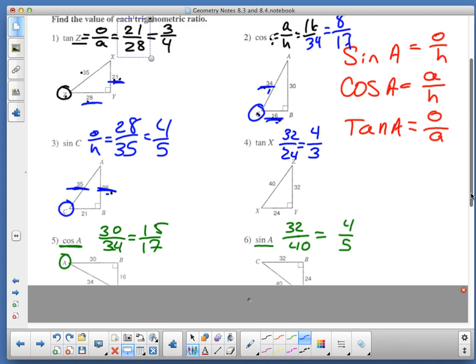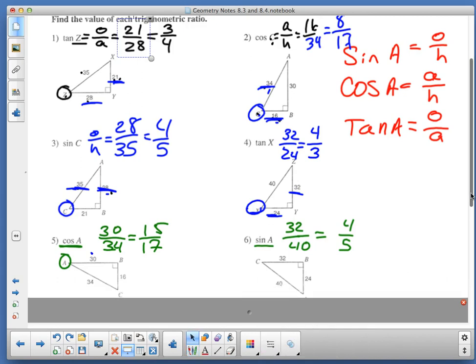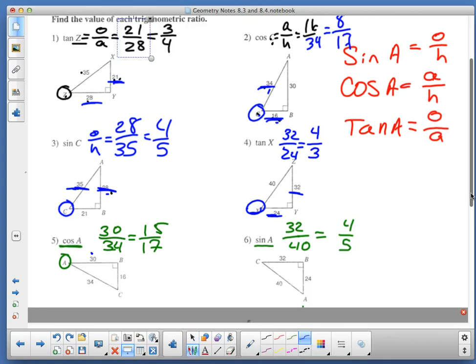Okay, the tangent of x. I'm at x. Tangent, opposite over adjacent, 32 over 24. Cosine of a. I've got adjacent over hypotenuse is 30 over 34. And the sine of a is opposite over hypotenuse, and that's 32 over 40. And that's where those came from, 32 over 40. Are there any questions about these?